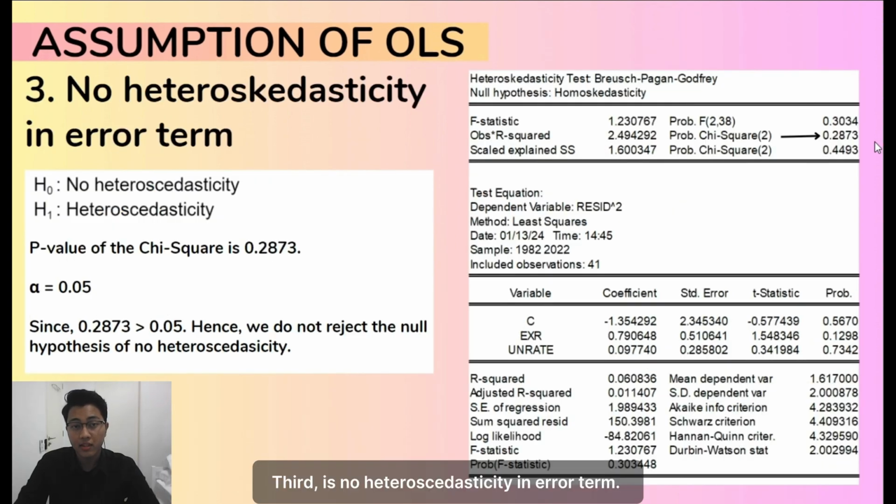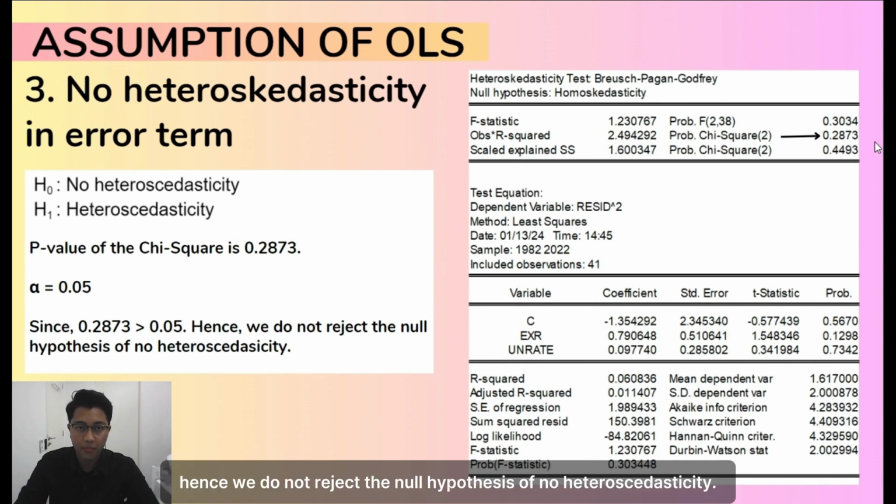Third is no heteroscedasticity in the error term. Null hypothesis is no heteroscedasticity, and alternative hypothesis is heteroscedasticity. The p-value of chi-square is 0.2873, which is more than our alpha 0.05. Hence, we do not reject the null hypothesis of no heteroscedasticity.